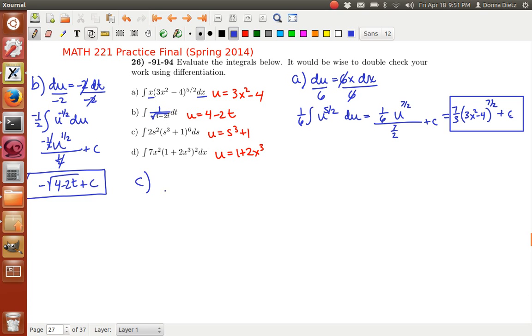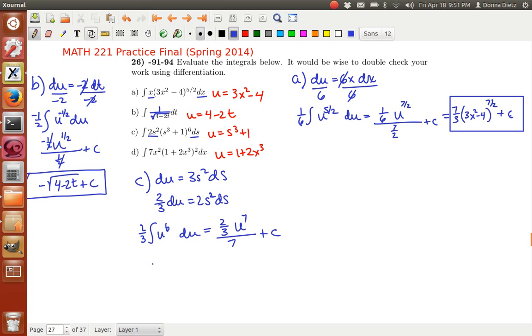Now what about question C? du is 3s squared ds, but we need it to be 2. So we multiply by 2 and divide by 3. Okay, now we can do the swap out. We have a 2s squared ds, but instead we're going to have a 2/3 du over here. But then we're going to have u to the 6th. That's not so bad. u goes to the 7th. Everything gets to be divided by 7. Then 3 times 7 is 21. 2/21 u to the 7th plus c. u is s cubed plus 1. And there we have it. Okay, that's not too bad.